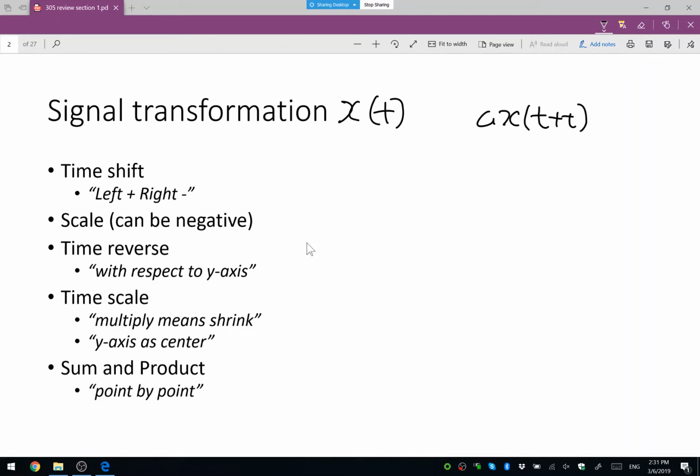Well, one signal is the original signal. Then we have something similar to that. We know the shape of the original signal, we know how it looks. Then we want to know how the new signal looks. So there are several transformations.